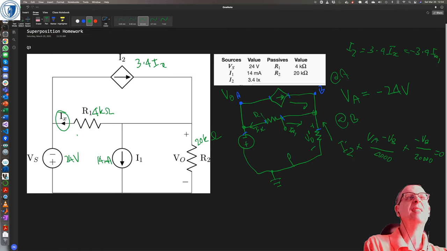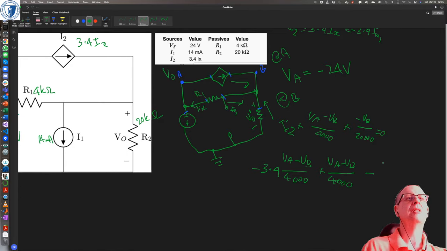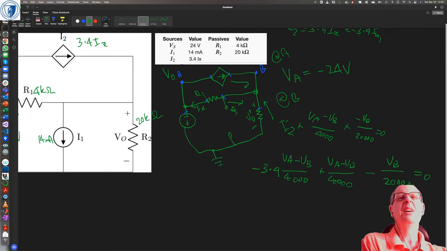Okay, does everybody get that? So I can write that equation down as minus 3.4 times IR1. Remember, IR1's going that way, so it's VA minus VB on 4,000, plus VA minus VB on 4,000, and then it's really minus VB on 20,000 equals zero. So this is really minus 2.4 times that. And remember that VA we already know is minus 24.